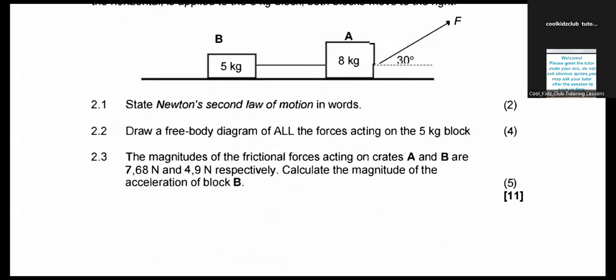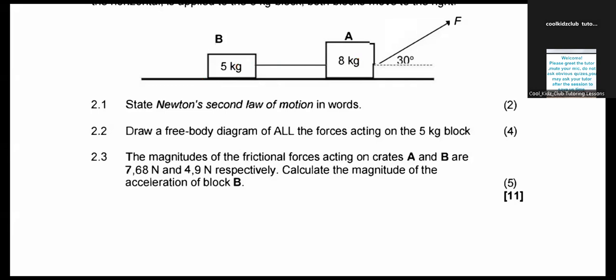Now, you ask yourself, why will they say the acceleration of block B? Why not A? It doesn't matter. They are connected. They will move at the same speed, isn't it? We know we have to use simultaneous equations because we have two blocks. If we are going to concentrate on the B block only, then we cannot find the acceleration. Let me show you what I mean.